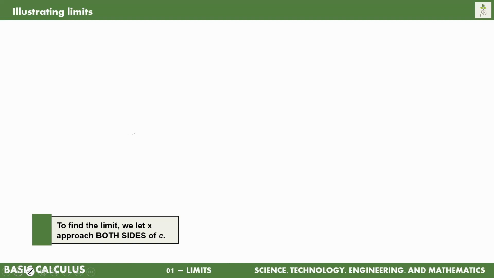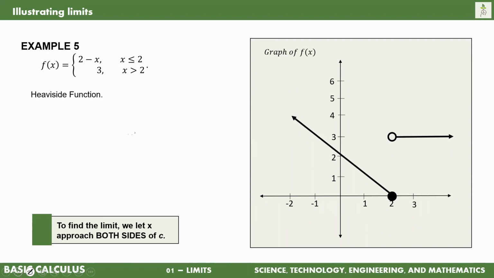Ngayon, merong mga cases na ganito. Meron tayong piecewise function here. Particularly, we have a Heaviside function. So, we have f of x is equal to 2 minus x when x is less than or equal to 2, but equal to 3 when x is greater than 2. Ngayon, kapag tiningnan mo yung graph niya, meron silang putol, magkahiwalay yung left tsaka right side niya.